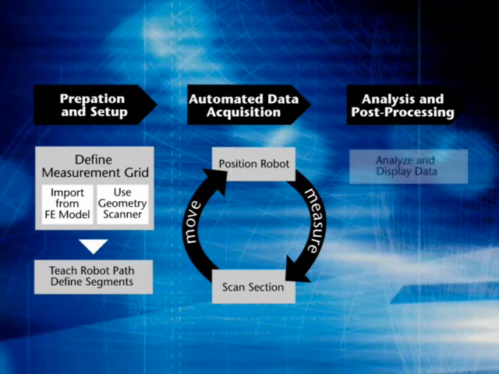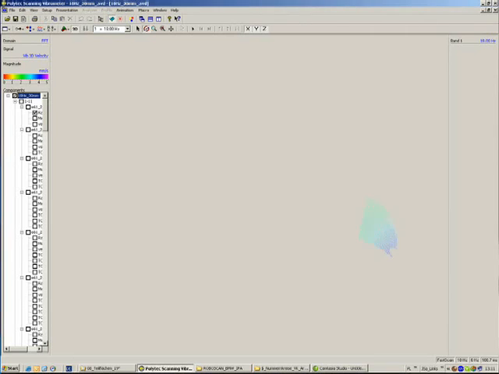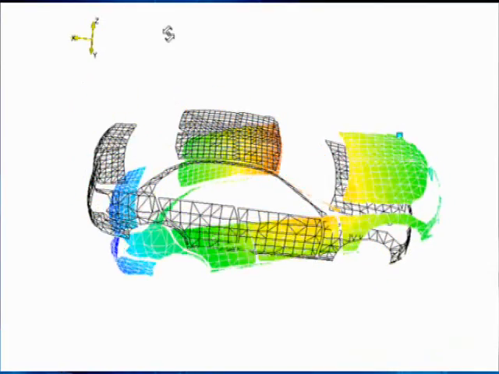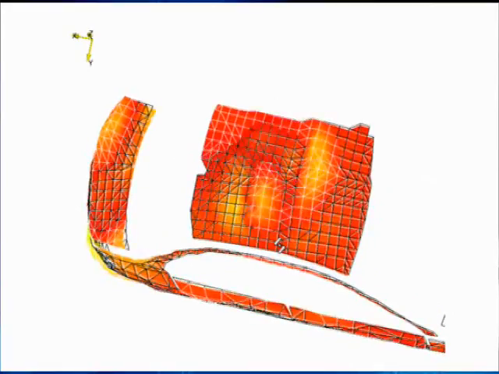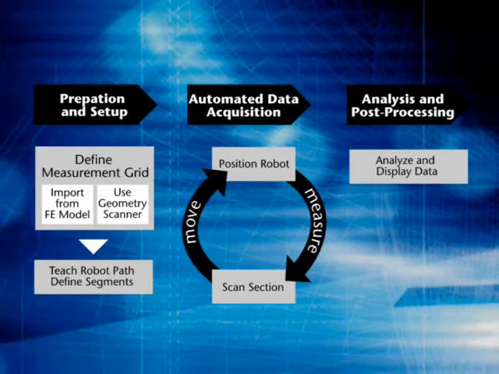Each segment's frequency response function is stitched into a single unified structural result file. Spectral data, frequency response functions, and coherence functions at any point on the measurement grid are now available for analysis using the PSV software package. A powerful graphics engine provides a visual display of the structure's deflection shapes.